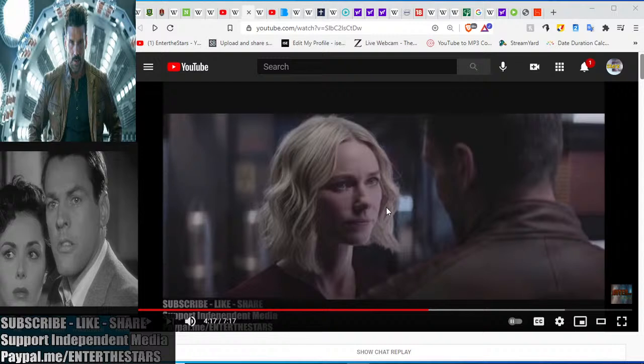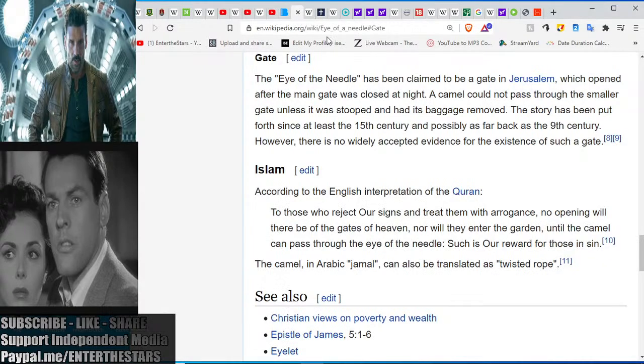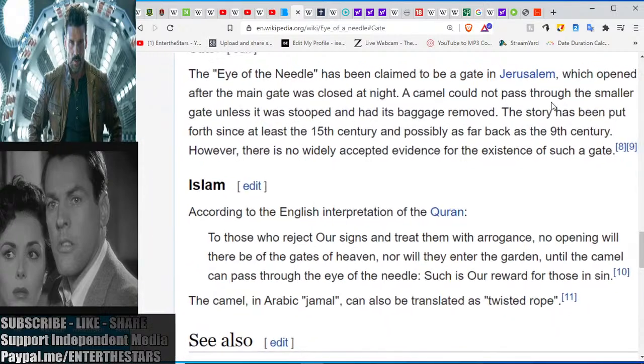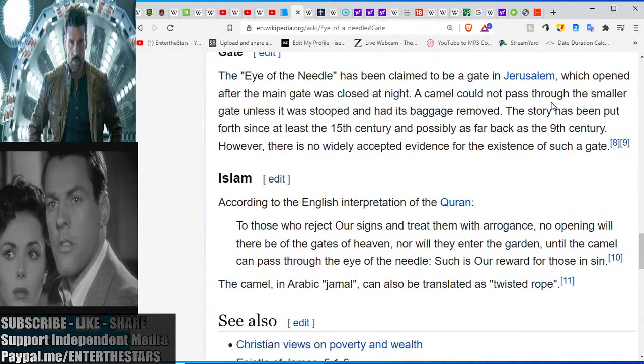Now, when you think about Osiris passing through the spindle, I imagine the camel passing through the eye of the needle, another biblical verse. And there's this strange thing, because what is known is that the eye of the needle has been claimed to be a gate in Jerusalem, which opened after the main gate was closed at night. And a camel could not pass through the smaller gate unless it was stooped and had its baggage removed. These would be your material possessions. And so what does this mean? This eye of the needle, the smaller door. Well, I believe it's the narrow gate.